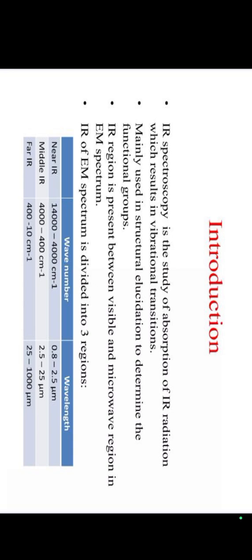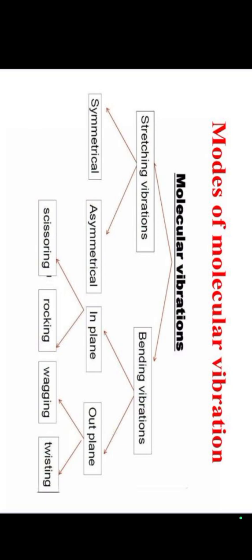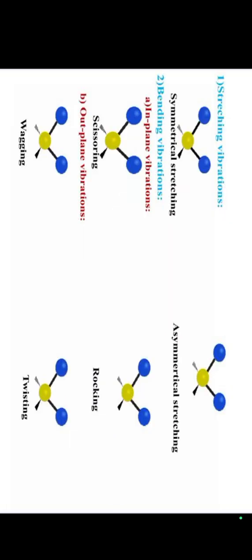Three regions: near, middle, and far. Next we see the principle. The principle is based on absorption spectroscopy. It identifies the molecules and functional groups by using their vibrations. And we see the vibration types and classification. We see stretching and bending. Stretching is divided into symmetrical and asymmetrical. Second type, bending: in-plane and out-of-plane. In-plane is again divided into scissoring and rocking. Out-of-plane vibration is divided into wagging and twisting.